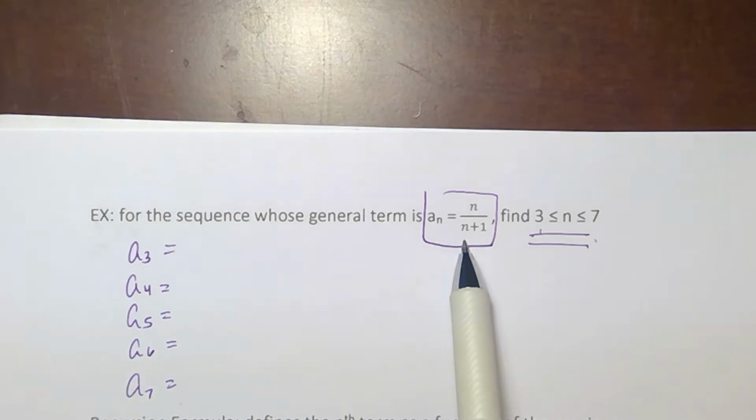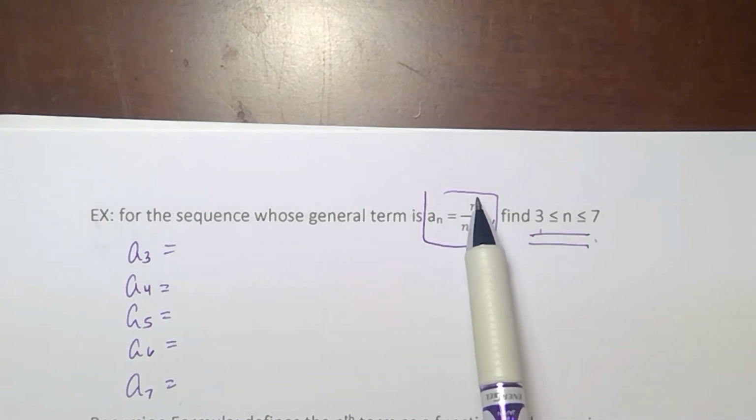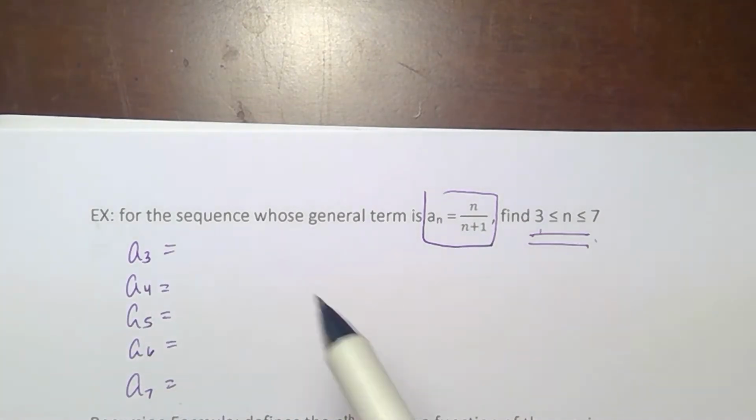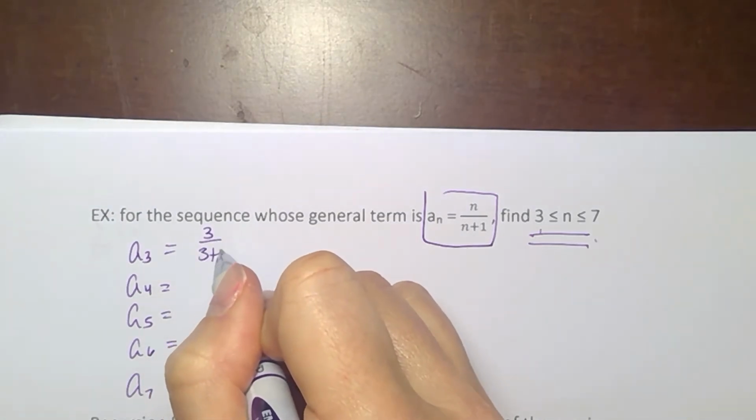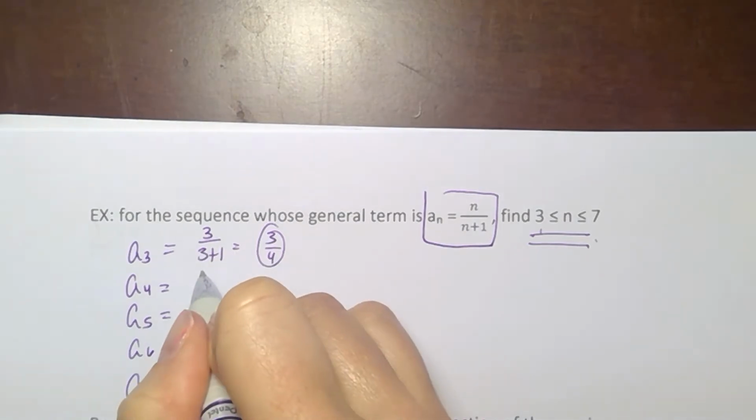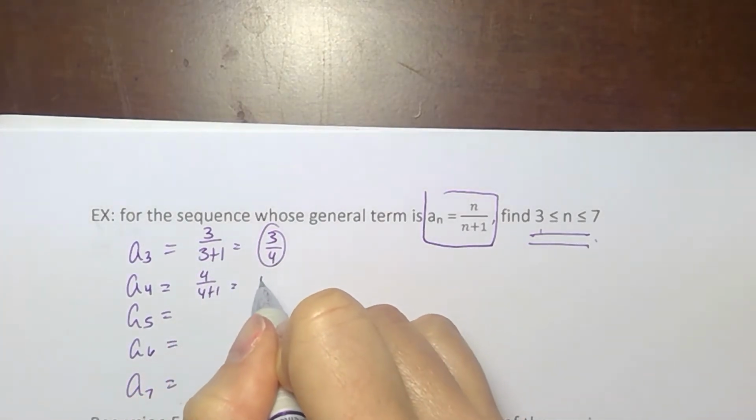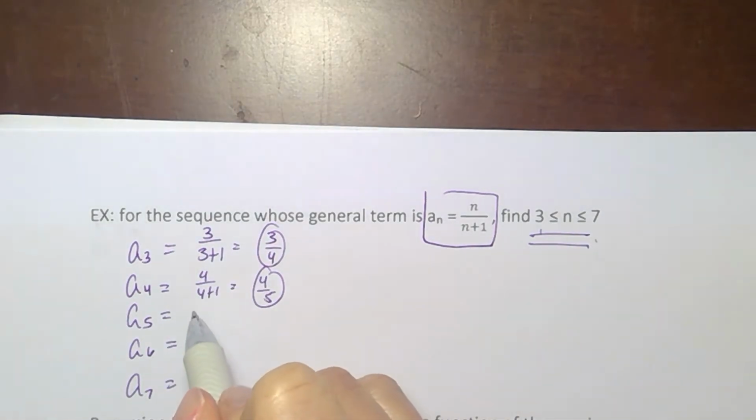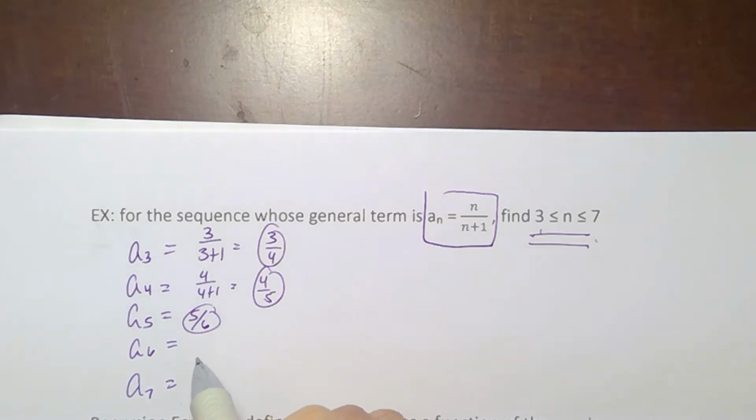This general term tells me how to find it. What I'm looking for, the general term, puts n in the numerator and n plus 1 in the denominator. So if n is 3 for my third term, I have 3 over 3 plus 1, which is 3/4. If n is 4, I have 4 over 4 plus 1, which is 4/5. You see the pattern? 5 over 5 plus 1 is 5/6. 6 over 6 plus 1 is 6/7. And 7 over 7 plus 1 would be 7/8.